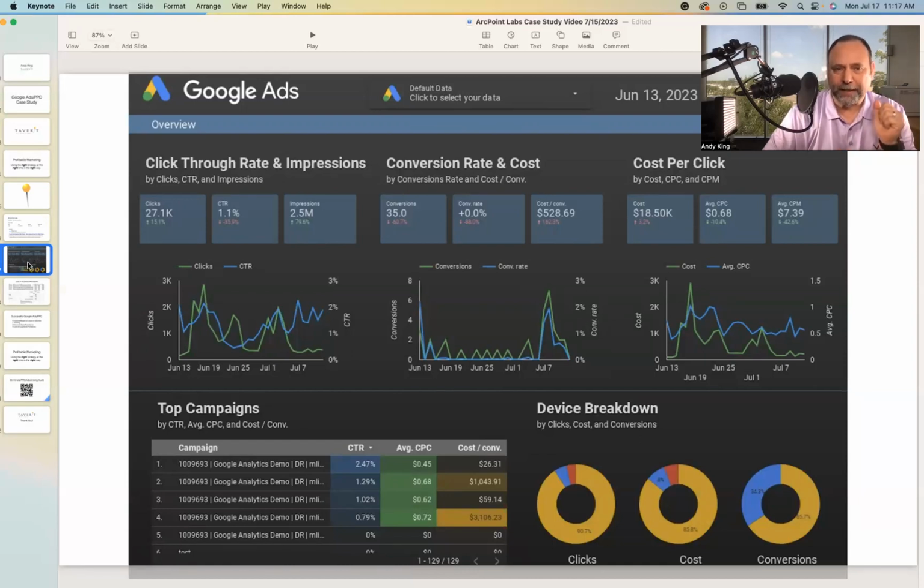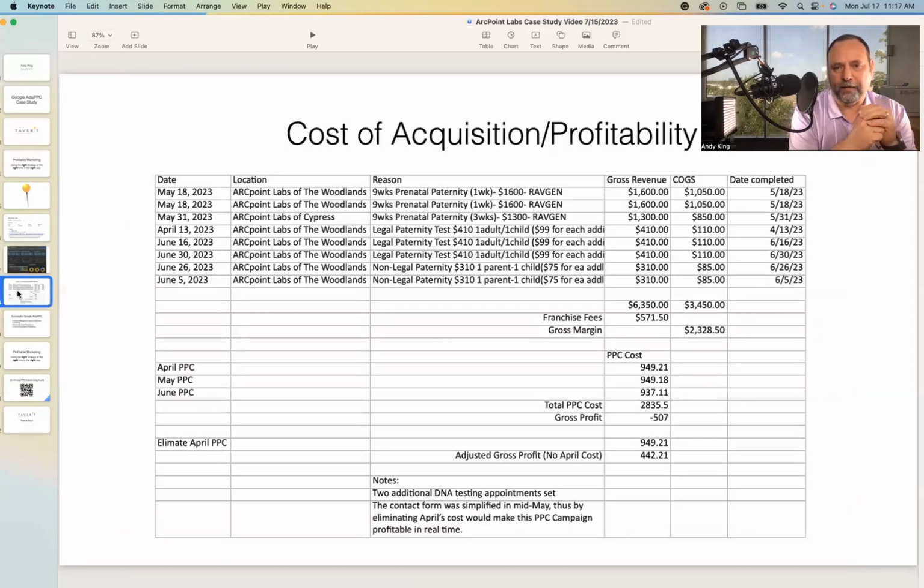But what really needs to happen is you need to have a cost of acquisition / profitability worksheet. This is critical because if you're advertising, you want to make sure that the money that you're spending is less than the money that's actually coming to you. And the money that's coming to you actually has to exceed your expenses for the business that you're bringing in. So this worksheet accomplishes this. I'll just go through it real quick and break it down for you.